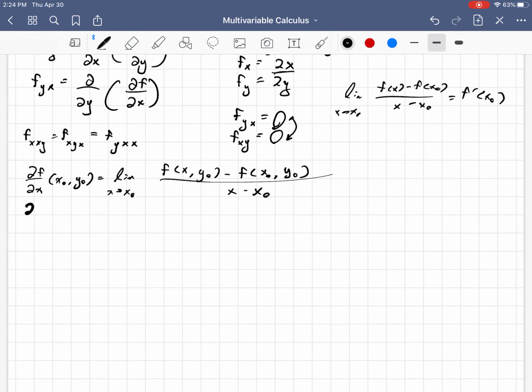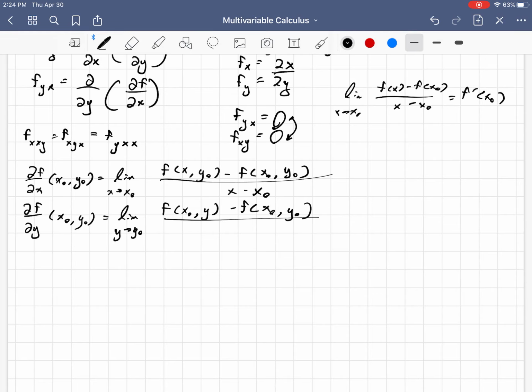So likewise, the partial of f with respect to y, evaluated at x naught comma y naught, would be the limit as y approaches y naught. And here x is going to be held constant, so it's f of x naught comma y minus f of x naught comma y naught over y minus y naught. And so these are the two definitions I'm going to use.